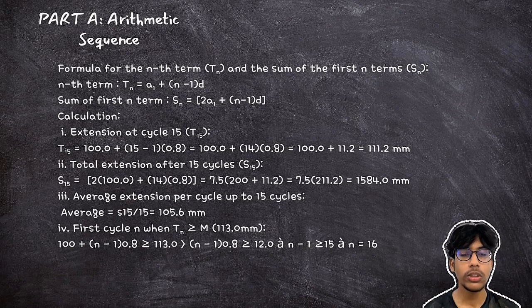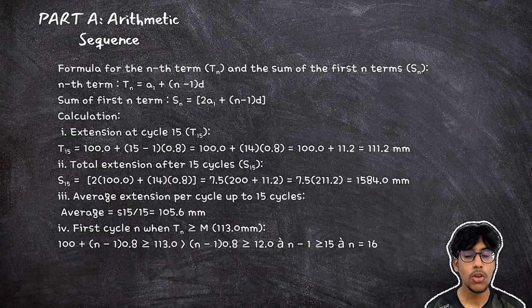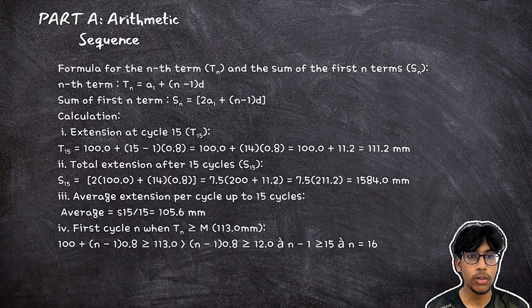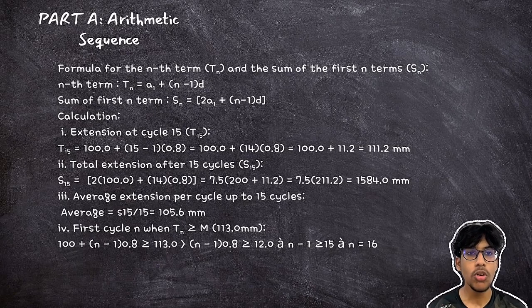We move on to the final question, which is the first cycle n when Tn is more than or equal to m. So the value of m for our group is 112 millimeters. So we can convert into 100 plus (n minus 1) times 0.8 more than or equal to 112. So this will be simplified into (n minus 1) times 0.8 more than or equal to 12. Then we will get n is more than or equal to 16. So our final answer will be n equals 16.